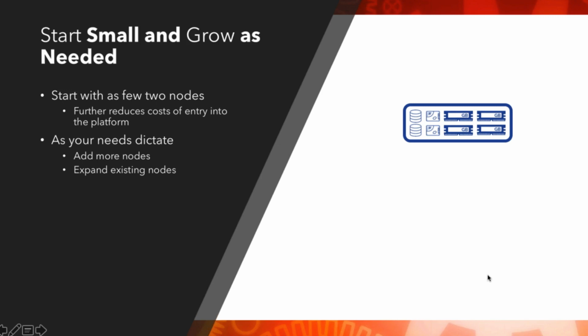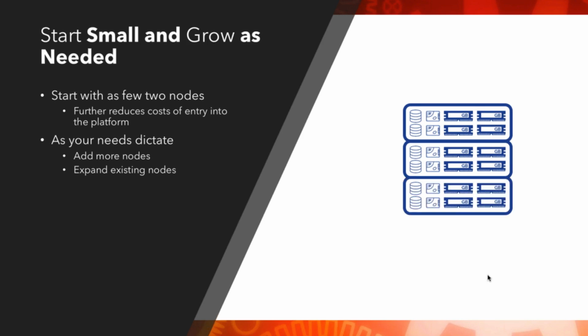And one of the key things around hyperconverged infrastructure is its ability to grow at your own pace. So you can start with a hyperconverged solution with as few as 2 nodes, depending on the vendor. Sometimes it's 3, sometimes it's 4. But with some vendors like DataCore, it's as few as 2 nodes. And by being able to start with 2 nodes, it further reduces the cost of entry into the platform. And as your needs dictate, you can either add more nodes, or you can expand existing nodes with more hardware. So you can put more RAM in, you can put more storage in, because you always know which resources your particular workloads are going to consume first, and that's the beauty of this type of solution.